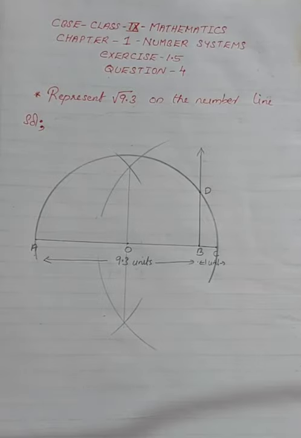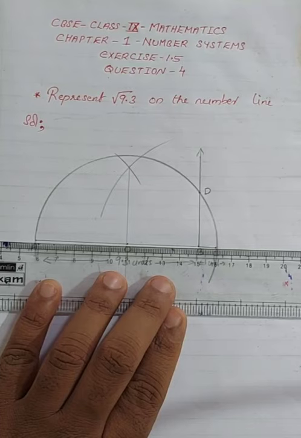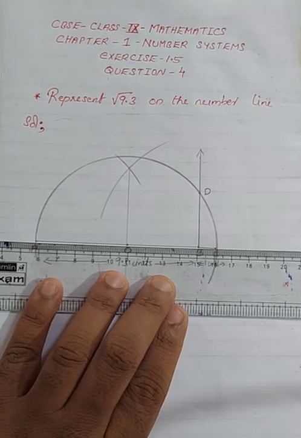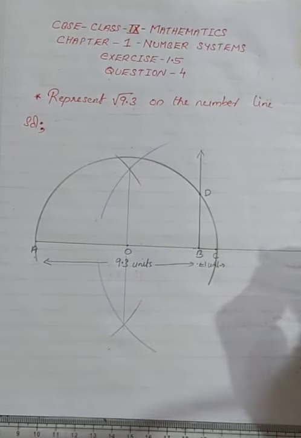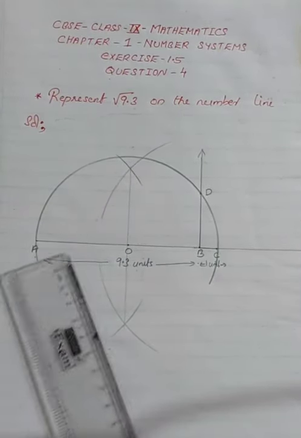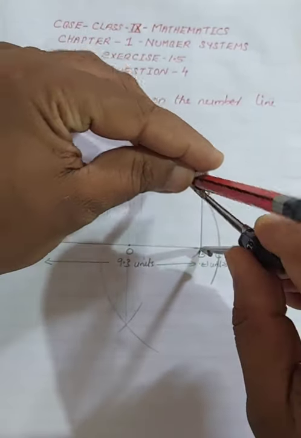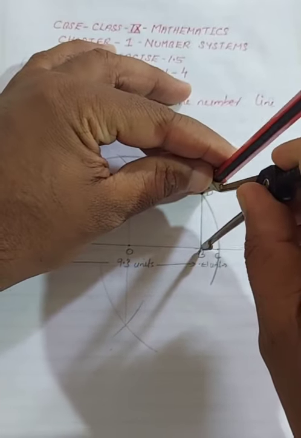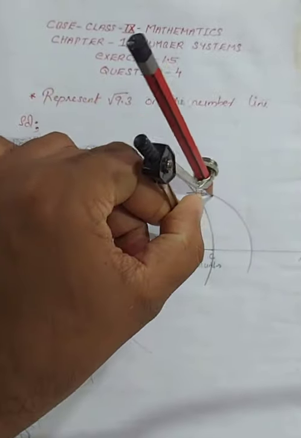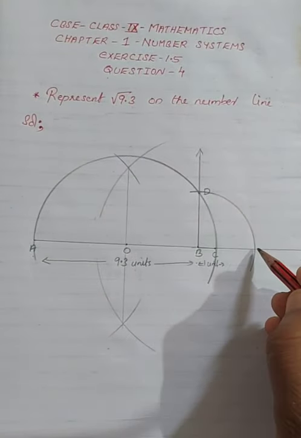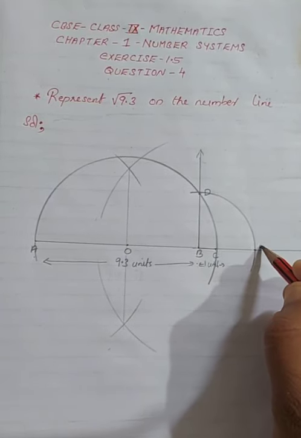Now you have to take your scale and extend this line segment AC. You can extend like this. You can keep one arrow. Now you have to take your compass and keep the leg at B and the head at D. Then you have to draw an arc like this. Then this arc will meet at a point on this line. That point you can take as E.